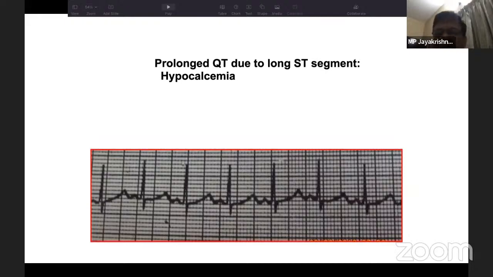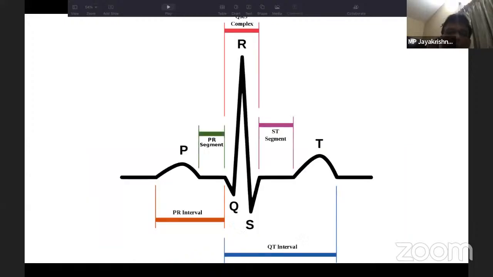So the QT interval is prolonged there. And you can see, if you look at the ST segment there, it is a prolonged ST segment. A prolonged ST segment and a prolonged QT interval generally indicate hypocalcemia, because it's actually the plateau phase of the cardiac cycle where calcium is acting. So hypocalcemia is one condition, especially in an infant of a diabetic mother, where you expect hypocalcemia as a complication.